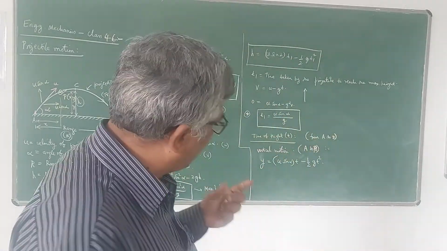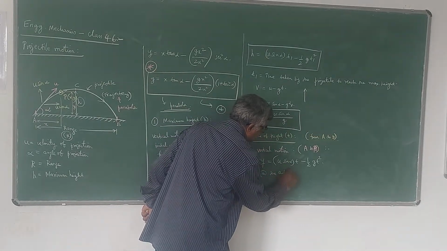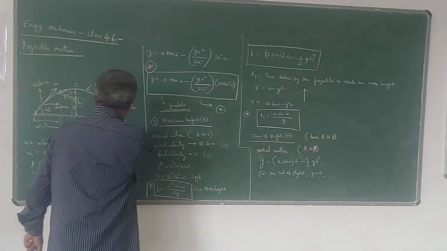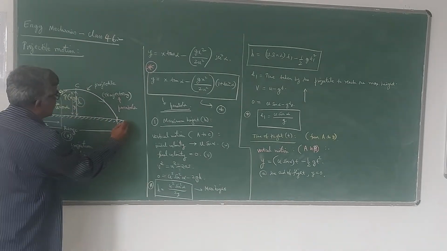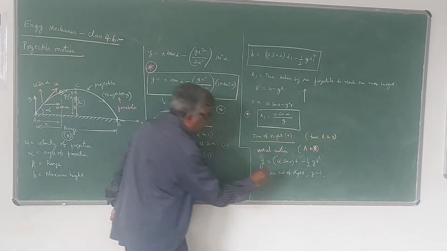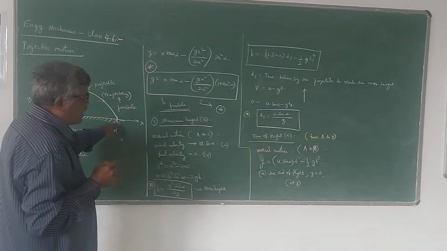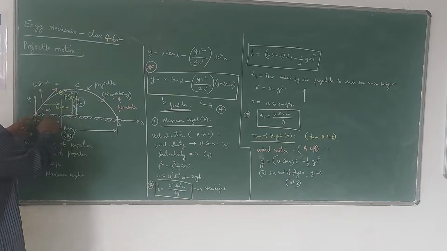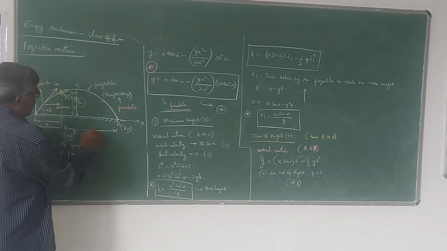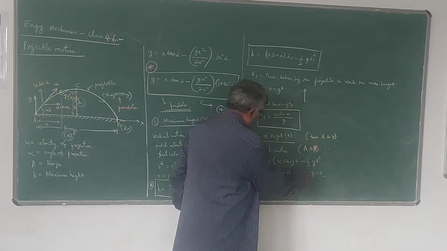At the end of the flight, y becomes 0. What does the end mean? It travels like this, x direction and y direction. At the end of the flight, at the point B where it reaches the ground, the value of y will be 0 and the value of x will be equal to r. So the coordinates of B will be r, 0.